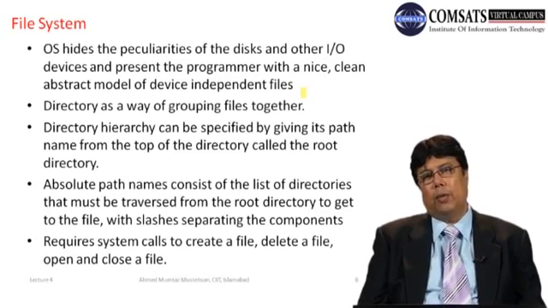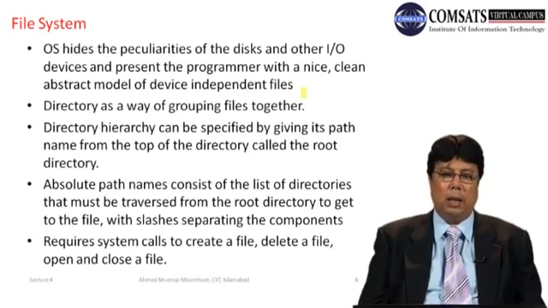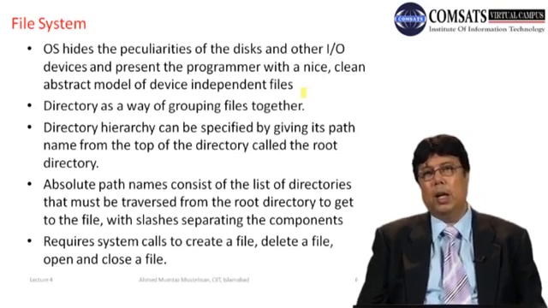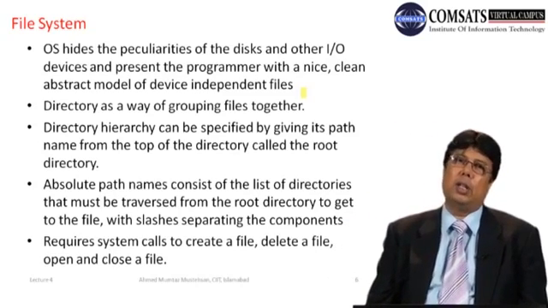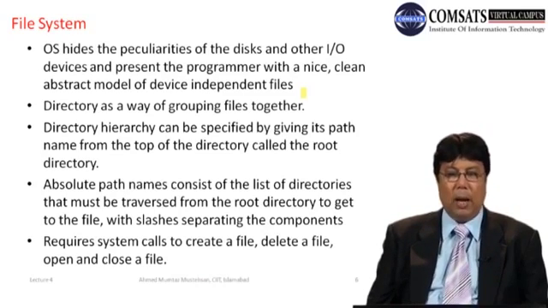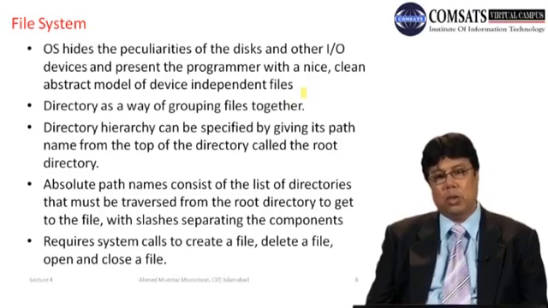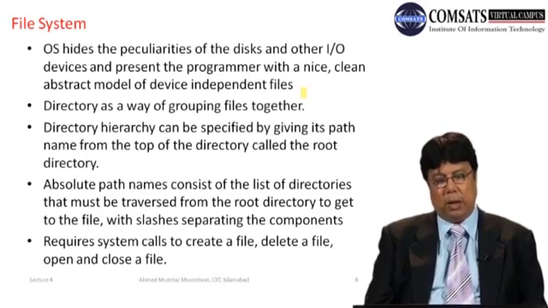Directories are also organized in the form of a hierarchy, just like the processes we have seen. The directory hierarchy can be specified by giving its path name from the top to the directory, and this top directory is called the root directory. Then you need a unique absolute path that traverses the directories from the top to the particular point where you want to go. The absolute path name consists of the sequence of directories that must be traversed from the root directory to get to that particular file.